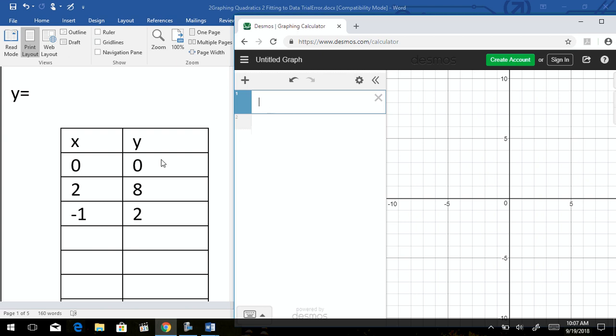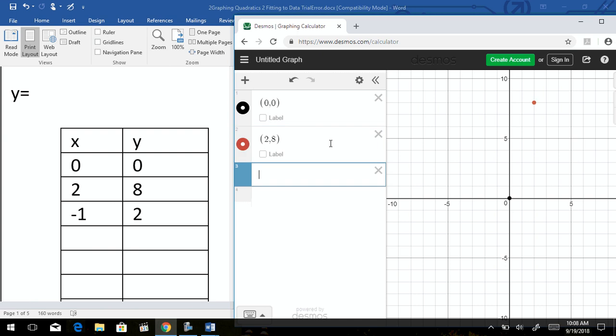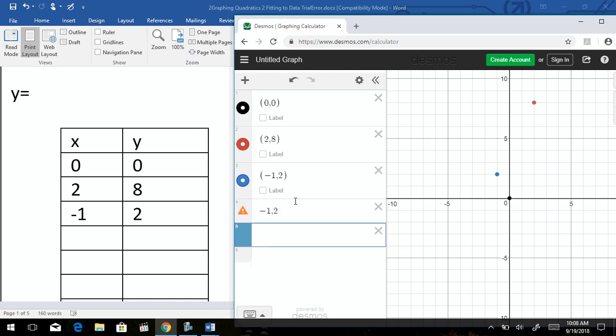So the first thing I'm going to do is put these points onto the graph. I opened up a bracket, 0, comma 0. It automatically closes the bracket, and look, it's put the point right here. Below, I'm going to open a bracket, 2, comma 8, and negative 1, comma 2. I'd just like to show you, if I didn't put a bracket in there, if I just put negative 1, comma 2, it doesn't work. It gives me an error. It doesn't know what to do with that. You need a round bracket to put a point on here.